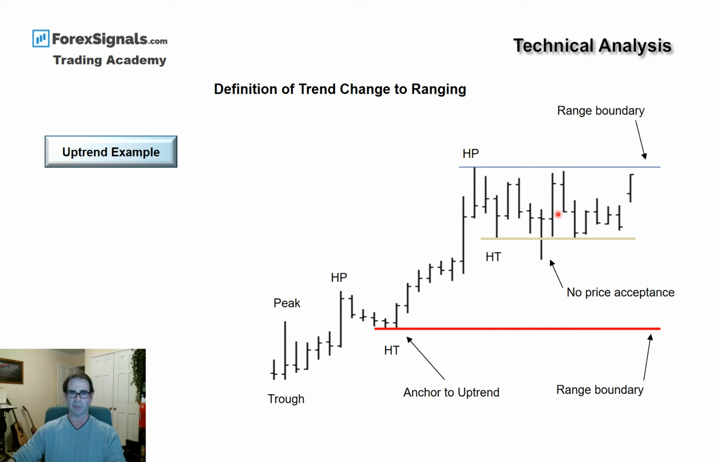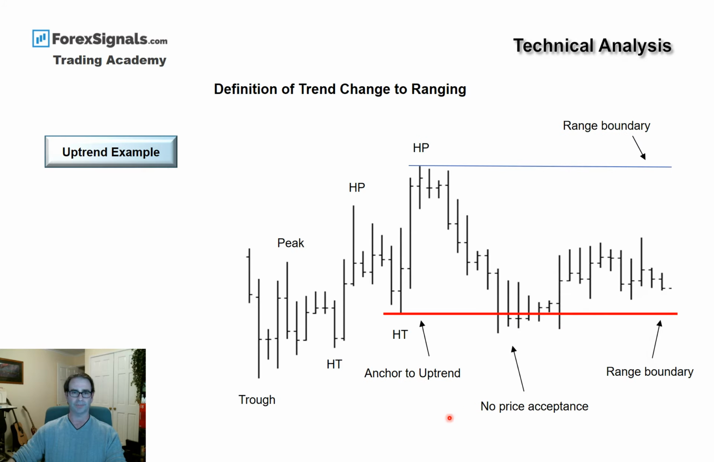So we can see price has continued through, hasn't broken the range boundary either side. So price action is still ranging within this structure, bounded by the anchor and the range boundary here. Let's have a look at another example.